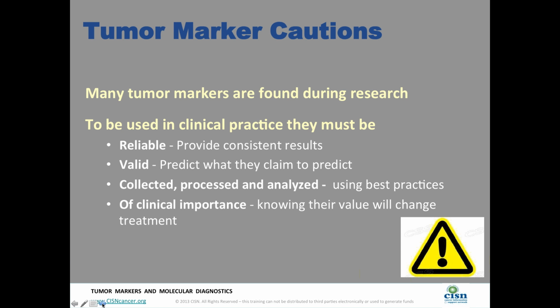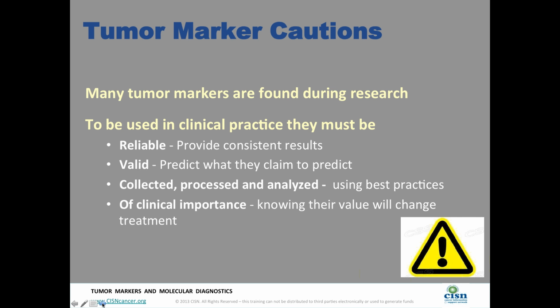And here are some of the cautions again. We talked a little bit about the cautions with the proteomics and how we had false positives and false negatives. But with all the tumor markers, they have to be reliable. And that means you have to provide consistent results wherever you go. No matter where someone goes across this country, that marker, once it's measured, is going to be measured correctly.